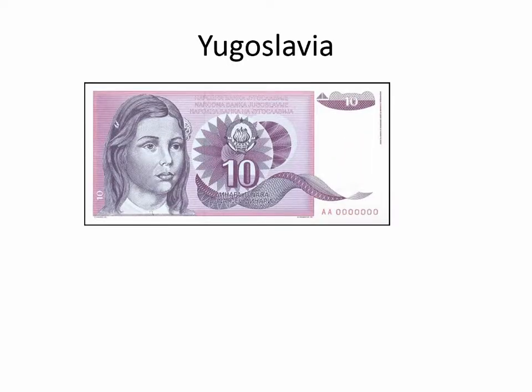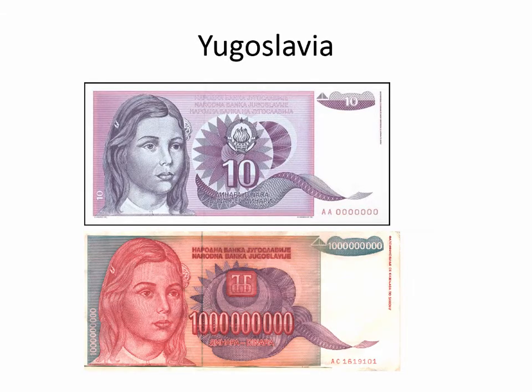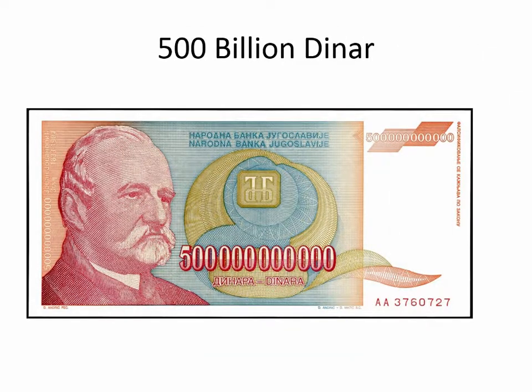Yugoslavia, this one's sort of sad, or they're all sad. This nice young lady, prior to about 1993, on the 10 dinar note. A few years later, the nice young lady on the billion dinar note. And the granddaddy of them all, of course, the 500 billion dinar Yugoslavian note.